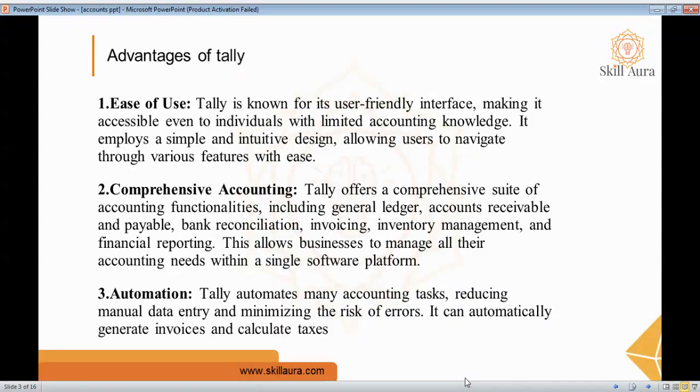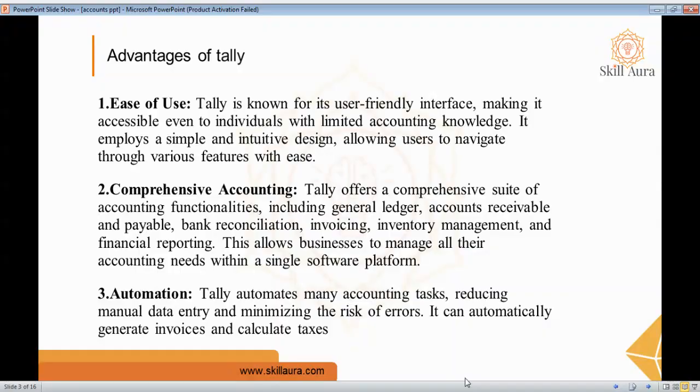Tally is user-friendly and easy to navigate even for those without extensive accounting knowledge. Let's have an example. A small business owner, John, can easily create and manage company financial records, generate reports, and track essential expenses using Tally's intuitive interface. So this is one of the advantages of Tally.